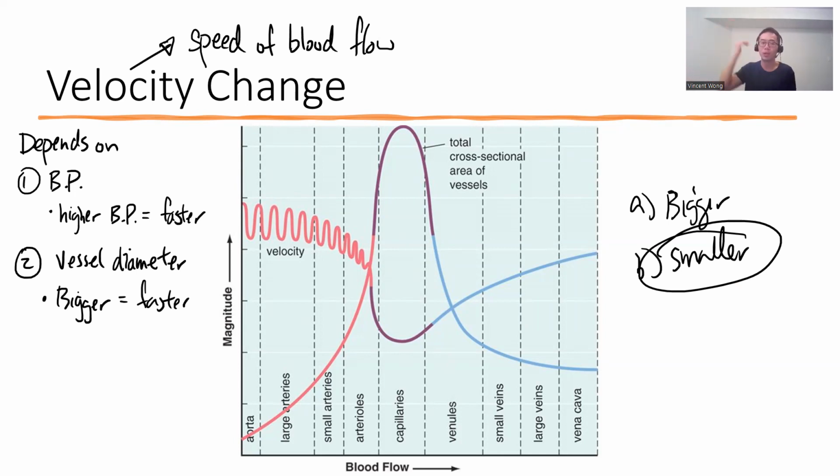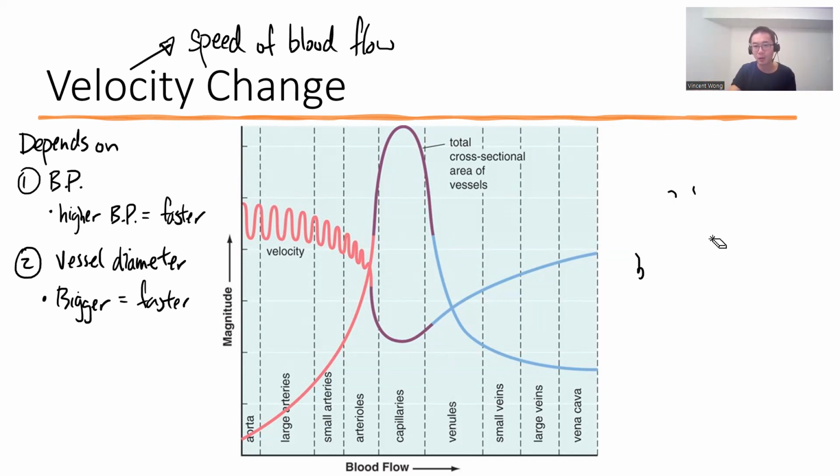Okay. But we are looking at this separately. We're looking at blood pressure as one thing on its own, and then we're looking at diameter as one thing on its own. So if all else remains the same, if we just look at the diameter, then bigger is faster. Okay. Once we try to put everything together and think about how this affects that, we can very easily get tangled in too many things, and we can't come up with a direct correlation anymore. Okay, so that's that.